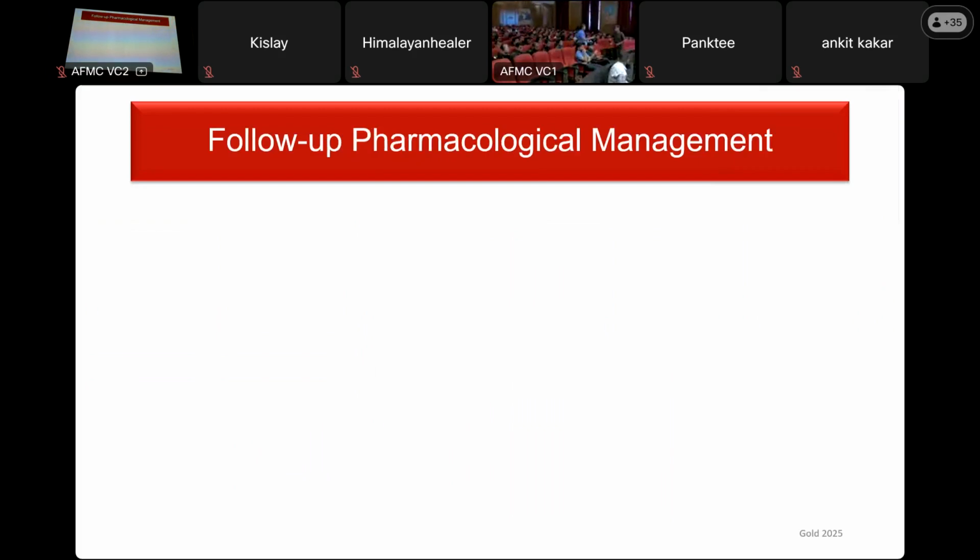What is the follow-up pharmacological management? As I've already told, there are two tracks. One is symptom reduction and one is risk reduction. Sir, the GOLD classification gives groups A, B, and E. Depending on the mMRC being 0 to 1 or the CAT score being less than 10, it can be Group A, with fewer exacerbations, less than 2 per year or less than 1 hospitalization per year. Group A has fewer exacerbations as well as a low burden of symptoms.